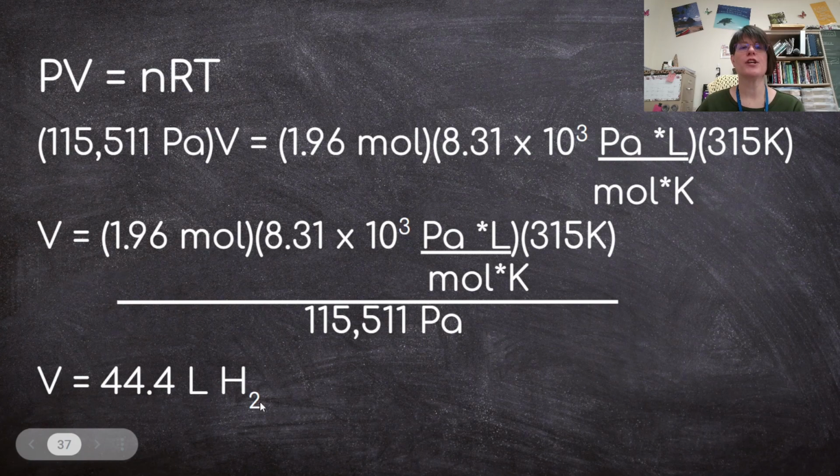44.4 liters of hydrogen, which should make sense to us because we know that at STP, and it would be very close to STP, the molar volume is 22.4, and I have 2 moles of this. The pressure and the temperature are a little off, but this does make sense that it would be about double if I have 2 moles, about double the molar volume.